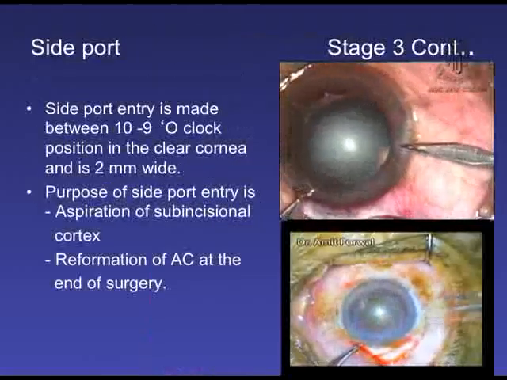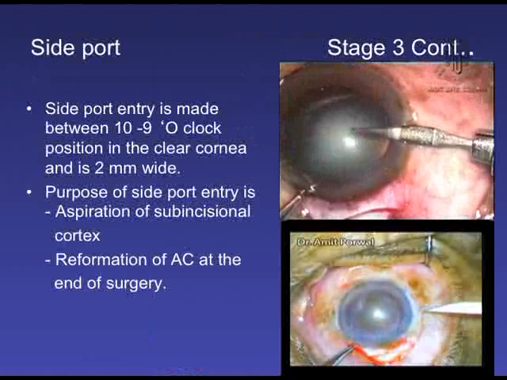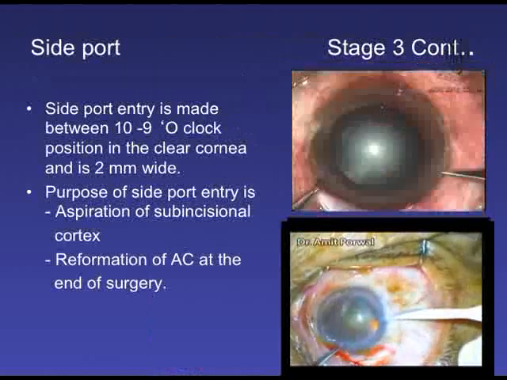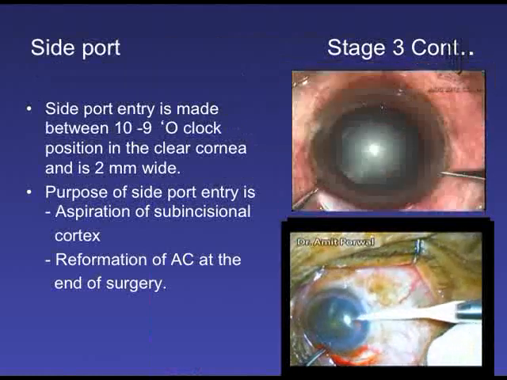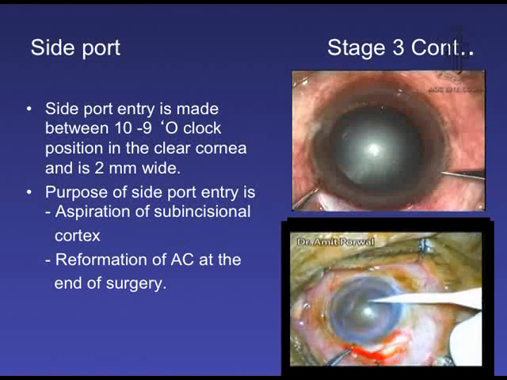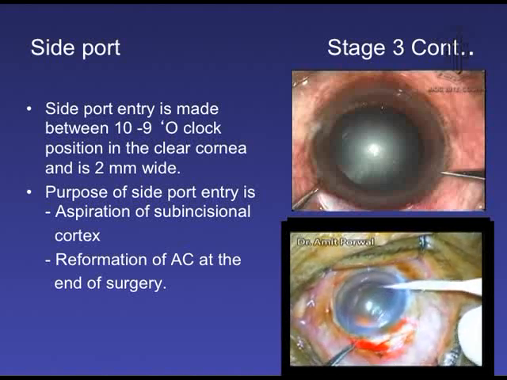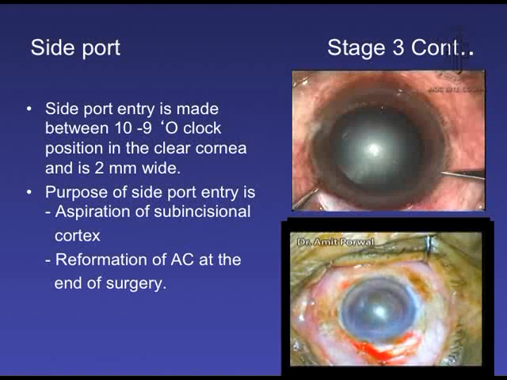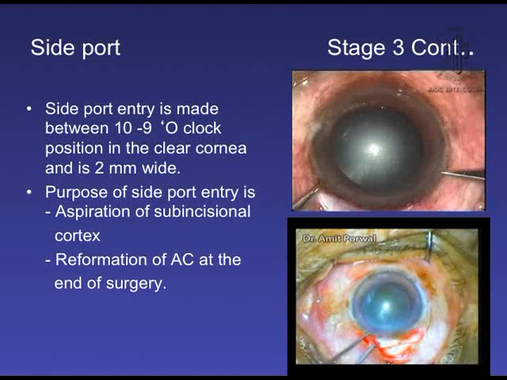During this stage itself, one has to learn how to make a side port. A side port entry is made between 10 to 9 o'clock position in the clear cornea and is 2 millimeters wide. The purpose of the side port entry is it helps in aspiration of the subincisional cortex, reformation of the anterior chamber at the end of the surgery.